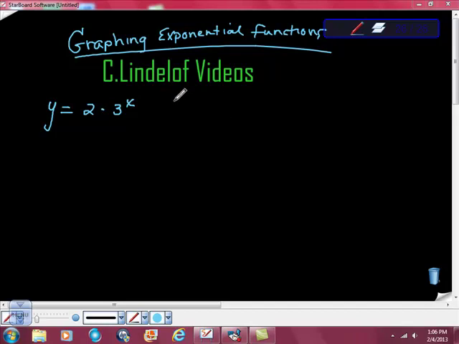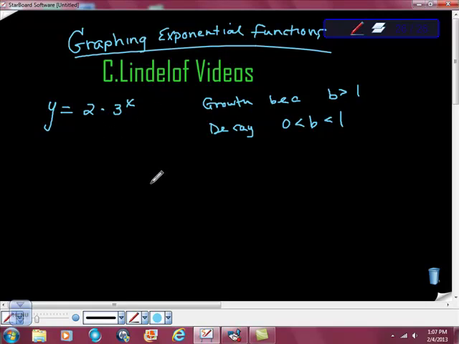Is this a growth or decay function? It's a growth function because b is greater than 1, right? If it was decay, what does it look like? B is greater than 0 but less than 1, right? So we have a growth function.